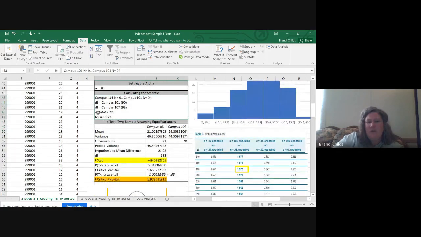Now, for this one, I'm going to choose my degrees of freedom again, but this time it's 183. So as you can see, this is 180 to 200, but 183 falls closer to 180. And as you can see, it's only 0.001 of a difference. So I stuck with the 1.973. And that's where I got the T critical number to be able to continue running my data.